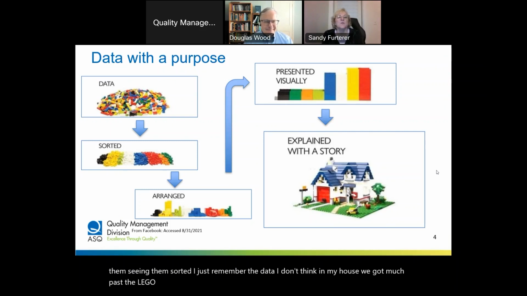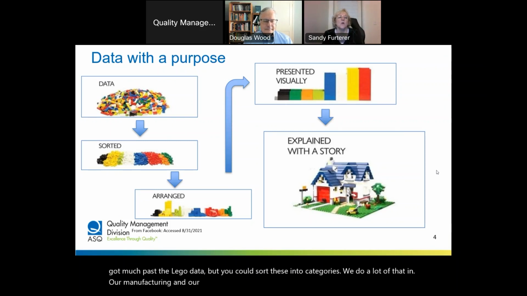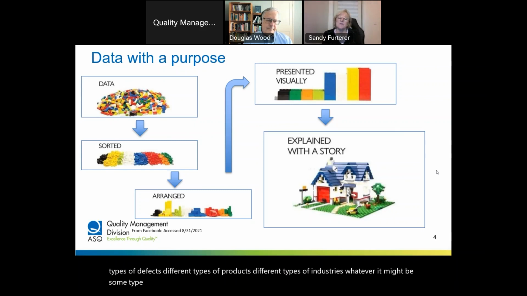But you know, you could sort these into categories. We do a lot of that in our manufacturing and our service environments, where we put things into buckets, different types of defects, different types of products, different types of industries, whatever it might be, some type of organization. Maybe it's different types of demographics of customers.